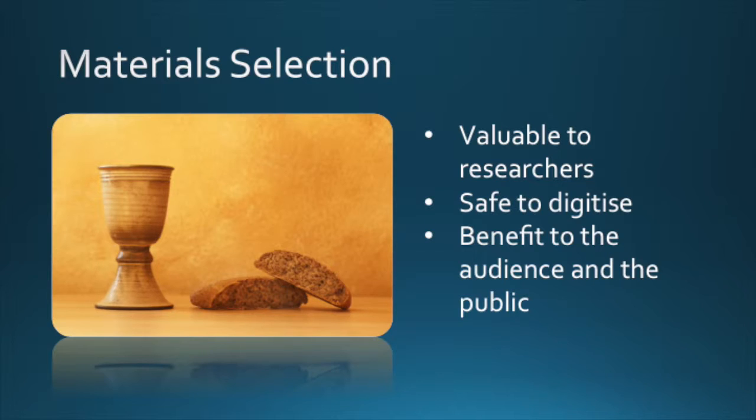Really what you're looking for, the holy grail, if you will, is a discrete cohort of material which is acknowledged as valuable by your audience and the researchers, that's safe to digitise, and that the ultimate resource is going to be of real benefit to your audience and particularly the wider public. If you can find that, and you're not necessarily going to find all of those things, but if you can find that, then you've got a pretty good candidate for digitisation. And collaboration comes into it again, because if you can get the buy-in from your collaborators and academics and other institutions, it's probably a good sign.